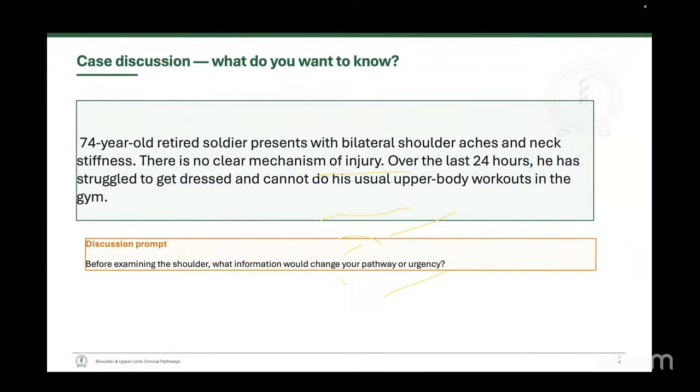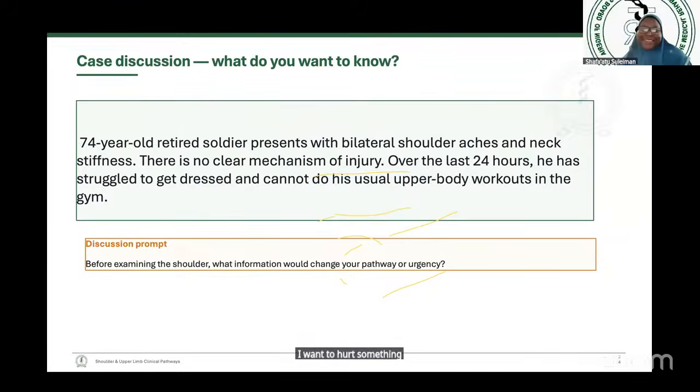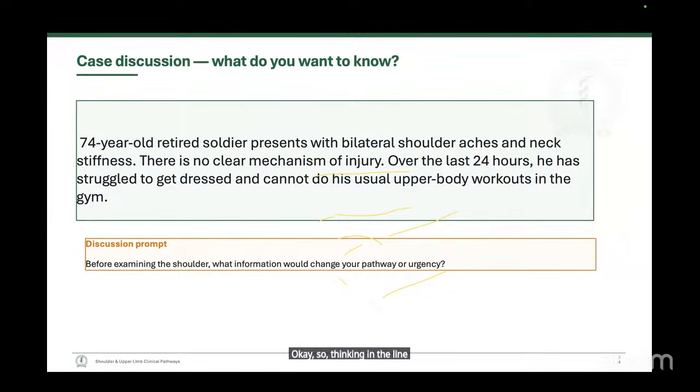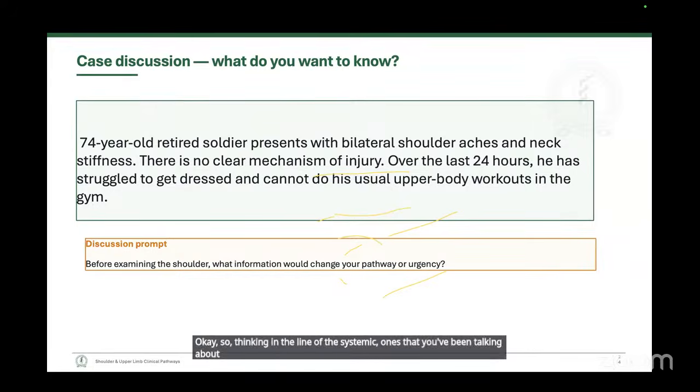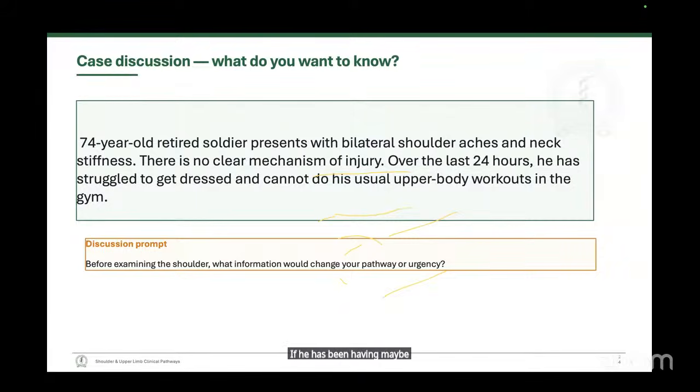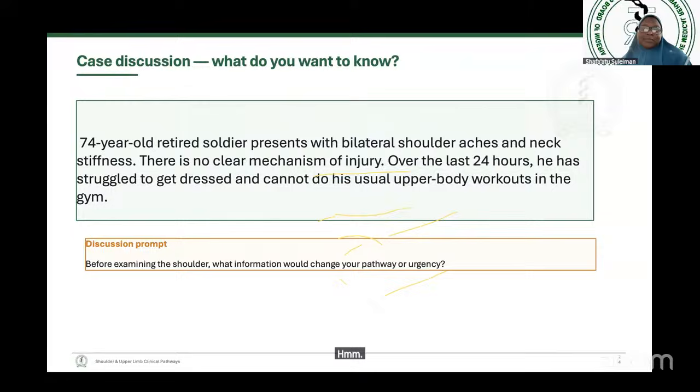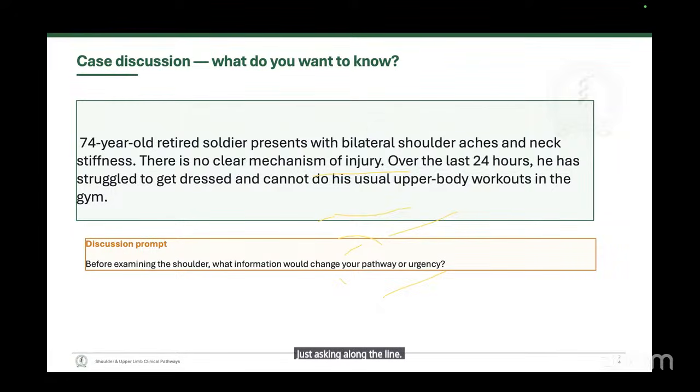I want to add something. Good. Thank you, Ma. Okay, so I'm thinking in the line of the systemic ones that you've been talking about. We would like to ask if he has been experiencing persistent fatigue for the last couple of days, if he has been having headaches, if he has been having maybe fever, just asking along the line if you are thinking towards the systemic complications that could lead to that.